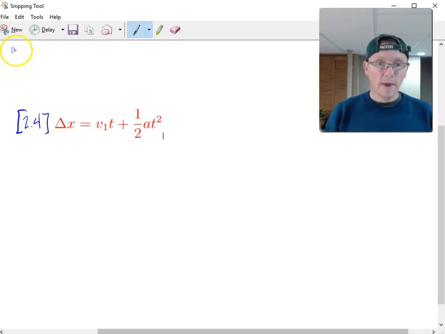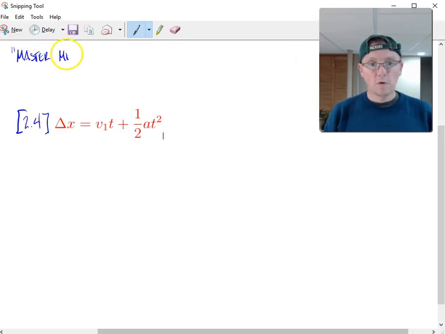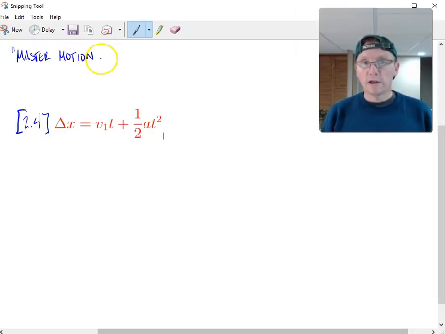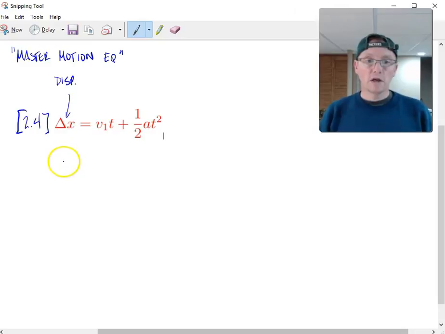Why do I call it the master motion equation? Well, the answer is that most often you have a problem in which the inputs that they give you, the things about the problem that they actually give you, are things that are going to end up in this equation right here. So, for example, delta x is, of course, your displacement. Could you have a delta y in there? Sure, of course. Could you have an h in there for height? Sure, if you decide that the reference point is the ground. There's a lot of different things you could have in there.